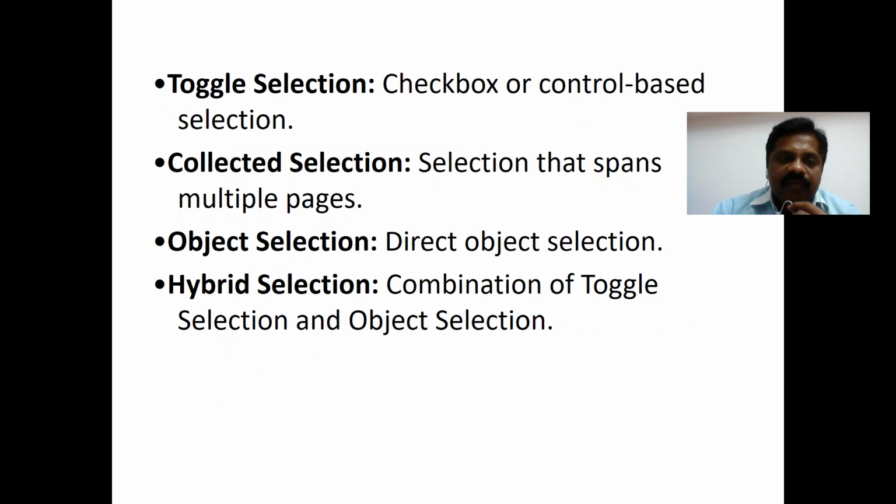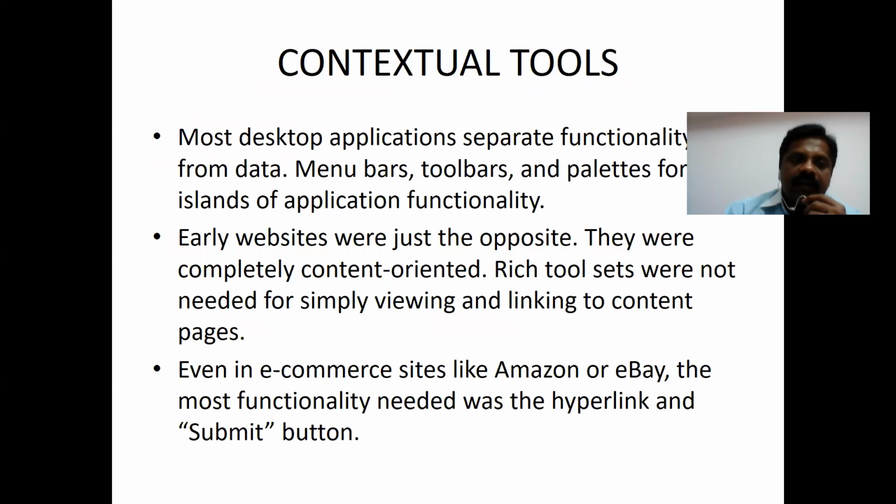So there are four types of selections available: toggle selection, collected selection, object selection, and hybrid selection. Toggle selection is nothing but checkbox or control-based selection, and collected selection is selection that spans multiple pages. Object selection is direct object selection, and hybrid selection is a combination of toggle selection and object selection. So these are all the four types of selections available in direct selection.